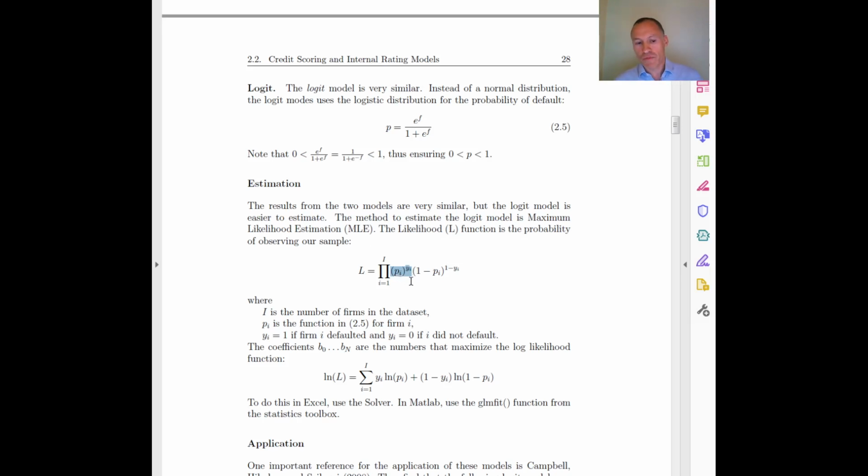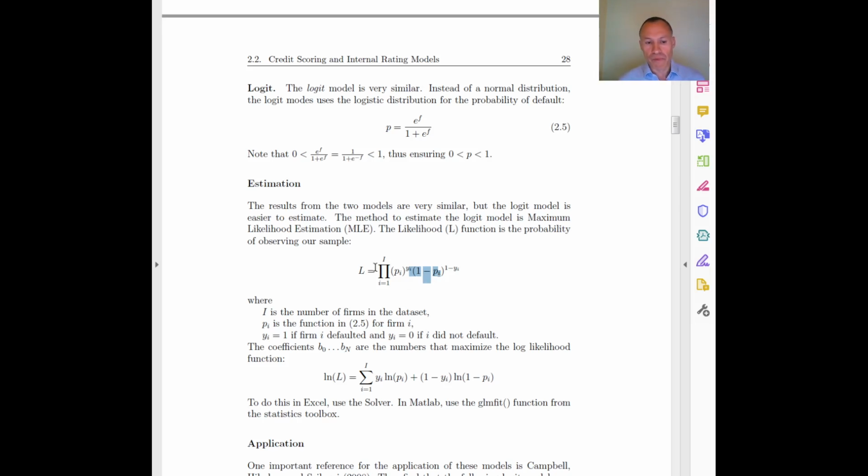For a second firm, suppose that the firm did not default. So Y is 0. This term shuts down, becomes 1, and now I only care about this term here. So only this part matters. 1 minus P is 1 minus the probability of defaulting, which is the probability of surviving, which is what happened to this firm. Okay.